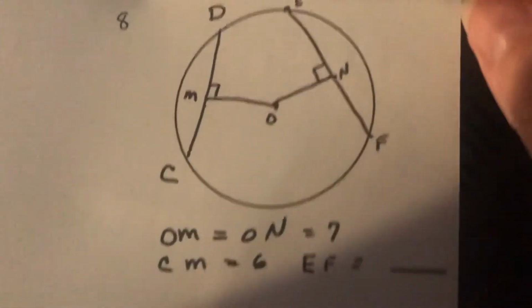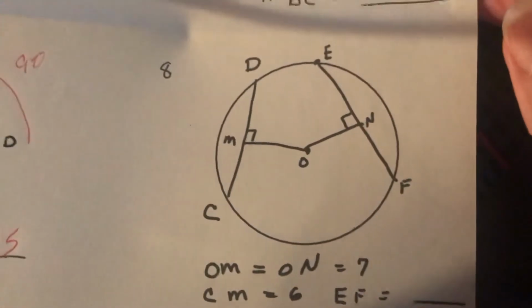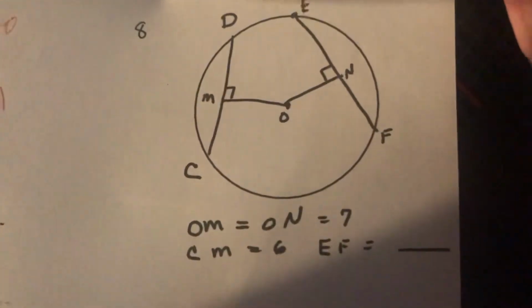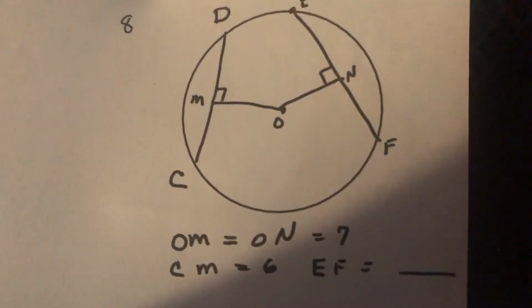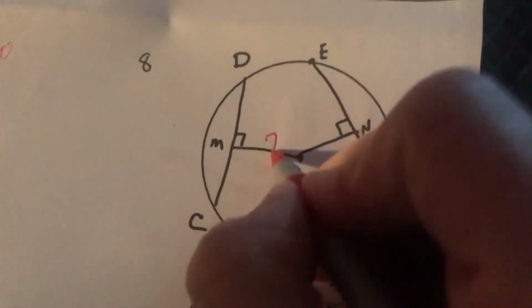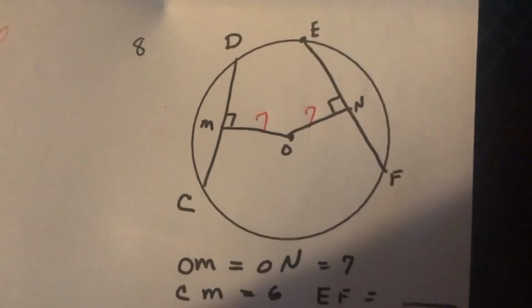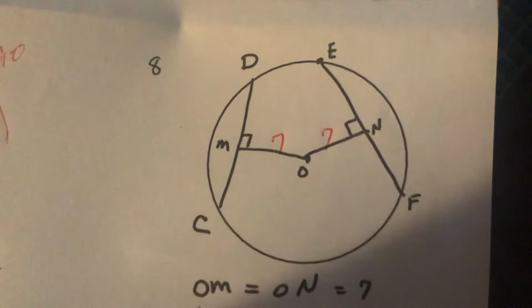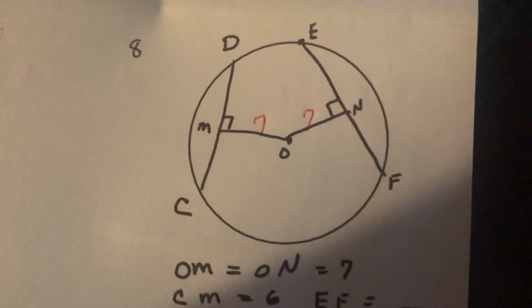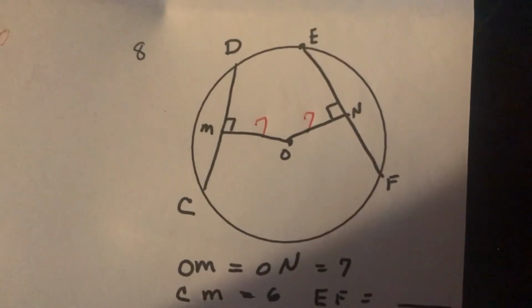In the same circle or congruent circles, chords that are congruent are equally distant from the center, and congruent chords are equally distant from the center. All right. OM and ON are both 7. That's the distance that chords DC and EF are from the center. Since those distances are the same, the chords will be the same.